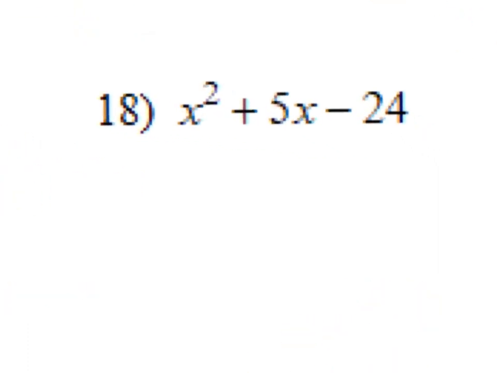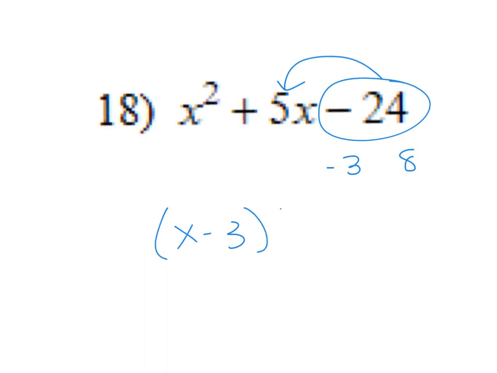All right, so on this one, factors of negative 24 that add up to 5 would be 3 and 8, and then I'm going to make that 3 negative. So I've got x minus 3 and x plus 8.